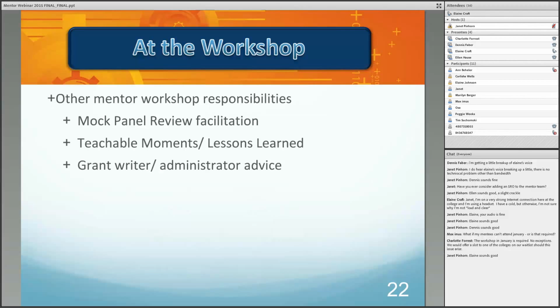Now, at the workshop, you'll have some responsibilities. Each mentor will be asked, in addition to working with his or her mentee teams, to do a couple of other things. These are assignments that will require very little advanced preparation on your part. Some of you will be asked to facilitate a faculty panel during the mock panel review process. We may call on some of you for words of wisdom, using your input as a teachable moment to strengthen some point that we're trying to make.